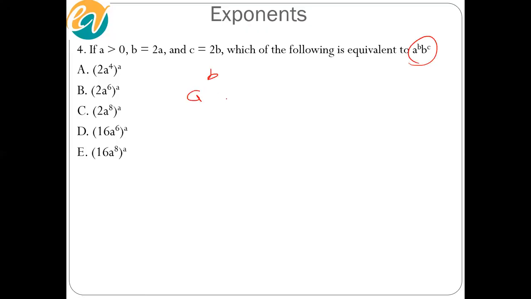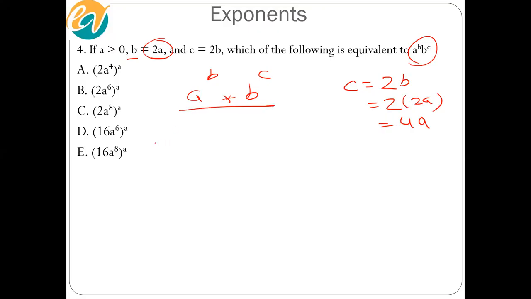So A raised to the power of B into B raised to the power of C. How do we express everything in terms of A? How can we do that? Notice B is already expressed as 2A. So C is what? 2B, which is 2 into 2A, which is 4A. Very nice. Correct?